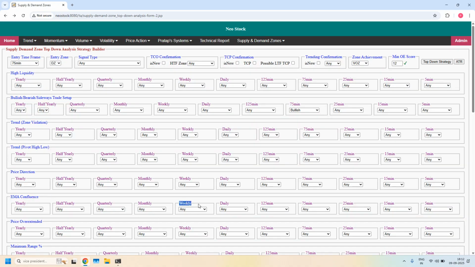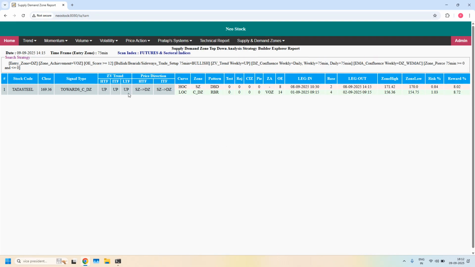EMA confluence at weekly time frame, checking if the weekly demand zone has weekly EMA confluence. At the same time, the trend on the weekly should not be sideways. It should be uptrend, because it is a bullish trade setup. So it is filtered. That way this 75 minutes demand zone might have more high probability to get success, provided less than 20 checklist items are satisfied. Otherwise there are higher chances of zone violation.